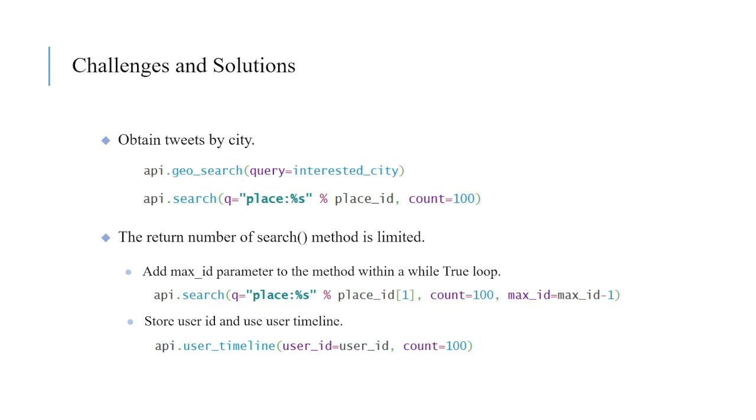To address it, I add the max ID parameter and use a while True loop. For each iteration, I store all tweet IDs and get the minimum one. Use its value minus 1 as the max ID in the next iteration. When there are no tweets returned, the loop will break. In addition, I also store all tweets' user IDs and use user timeline and a filter to get correct tweets as much as possible.